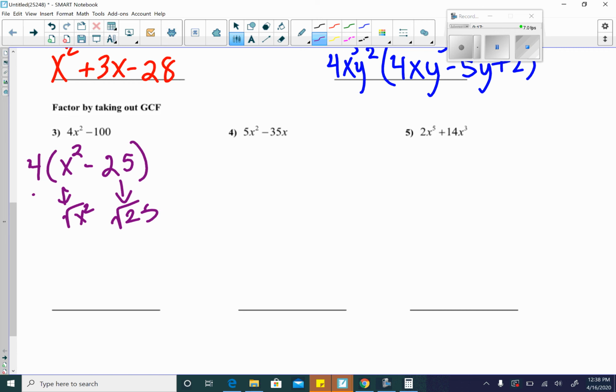Okay? So we're going to bring down that 4. We always bring down our GCF, and I can write this in dots. X minus 5 times x plus 5. Square root of x squared is x, the square root of 25 is 5.